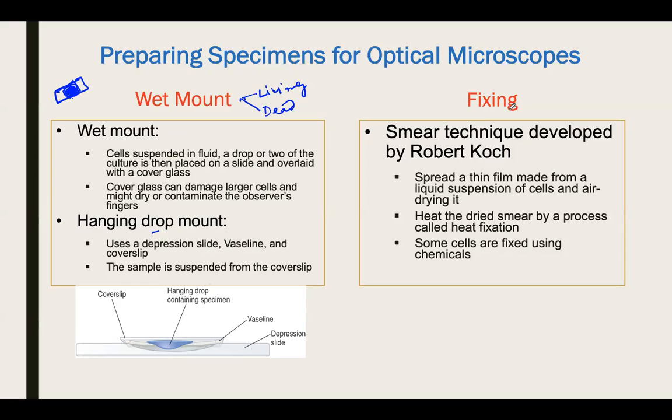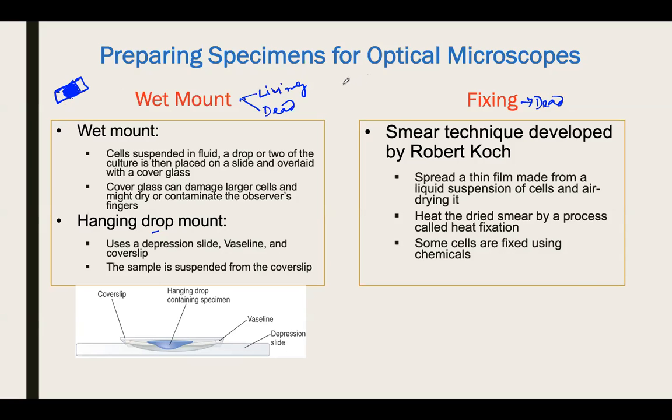Now, fixing is only about dead cells, or dead specimens. When it is fixing, it means we are going to fix something. So what we do is take the slide and fix the specimen over here. It means we spread the specimen in such a way that the specimen gets stuck to the slide. One purpose of fixing is to kill the specimen.